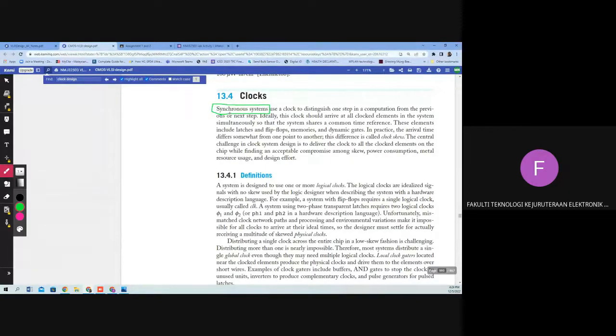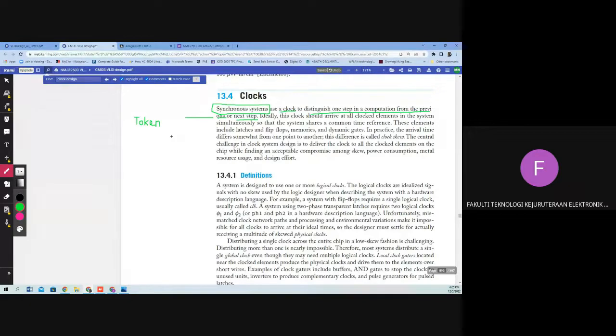The operation of the data can be arithmetic operation, logical operation, or whatever operation, including the memory-based elements. So a synchronous system uses a clock to distinguish one step in the computation from the previous or next step. This is actually well known. We have discussed what we call a token, last time. So the clock will make sure that the tokens do not catch up with each other.